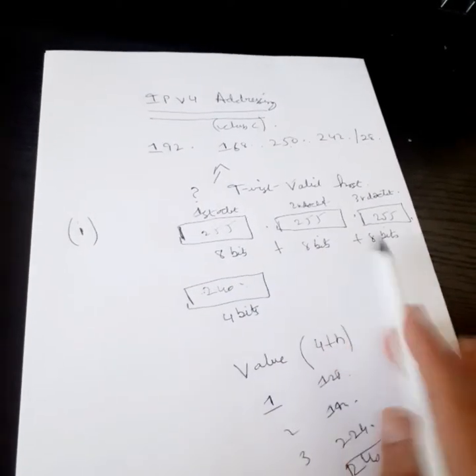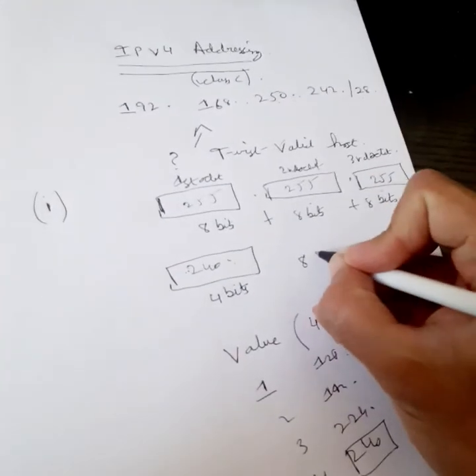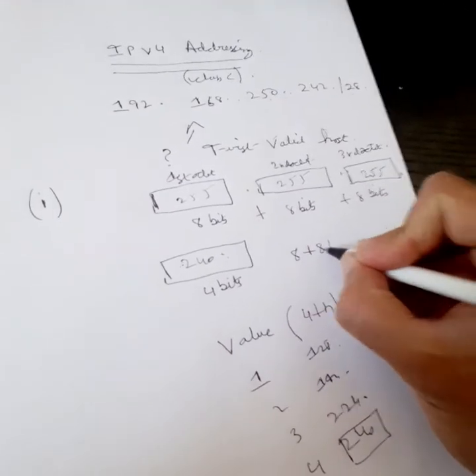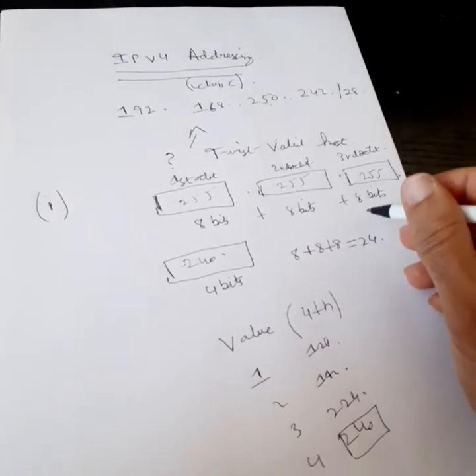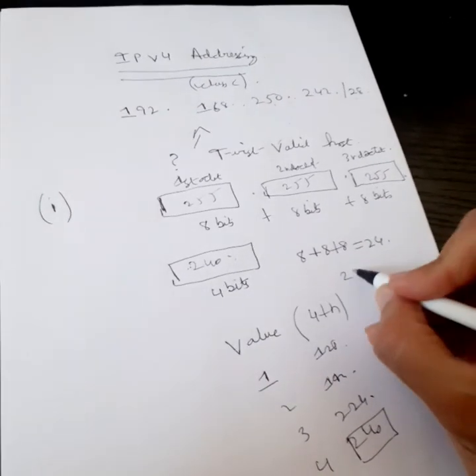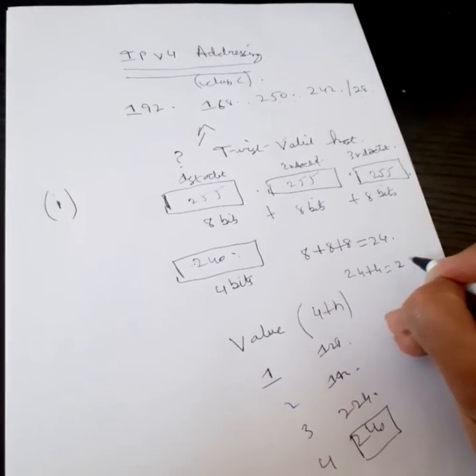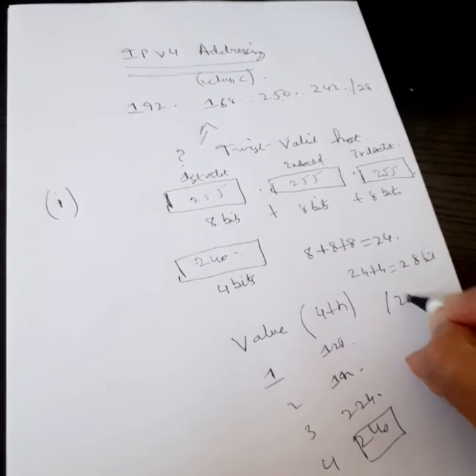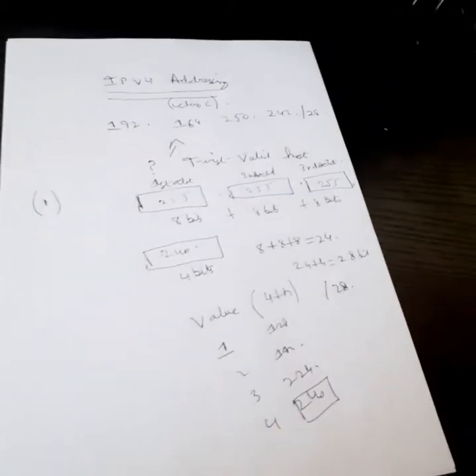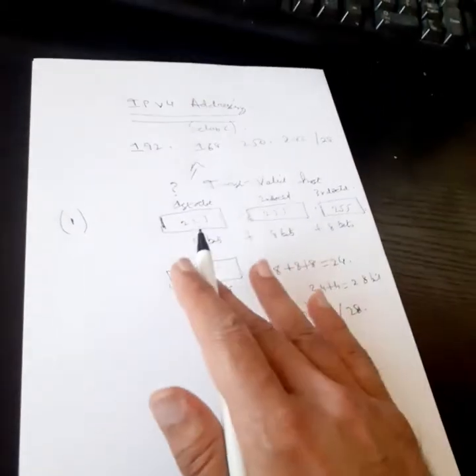Now add all these bits together. 8 plus 8 plus 8 plus 8. Sorry, I'm running a bit faster. So that's going to be 24, and then we add 4 bits, and that's going to be 28 bits. And that's our /28 mask.